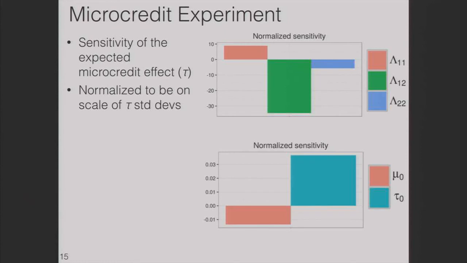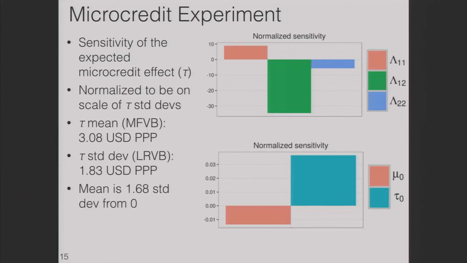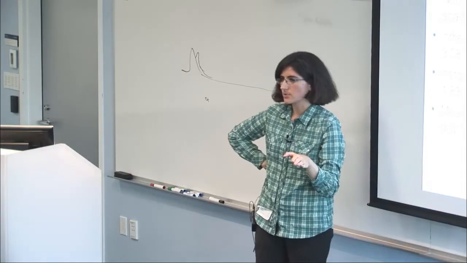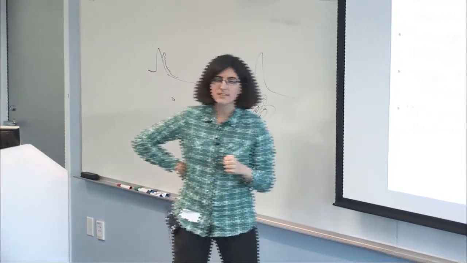We can get sensitivities for all these parameters, all these hyperparameters. It's interesting to see that they're on very different scales. And now let's go back to our original thought experiment. So we said that the mean was less than 2 standard deviations from 0. So we weren't going to make microcredit our new policy.